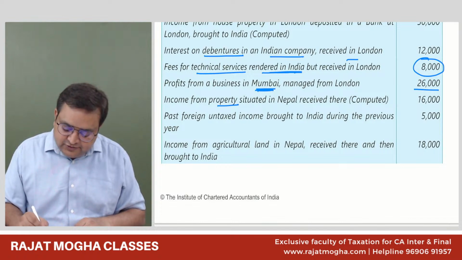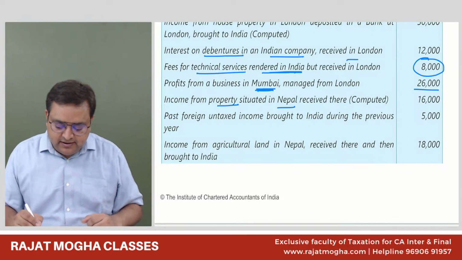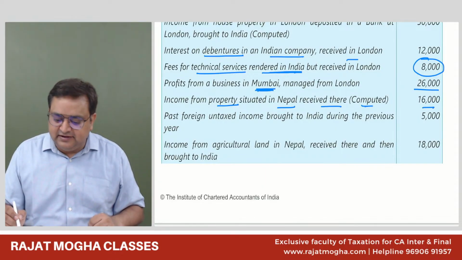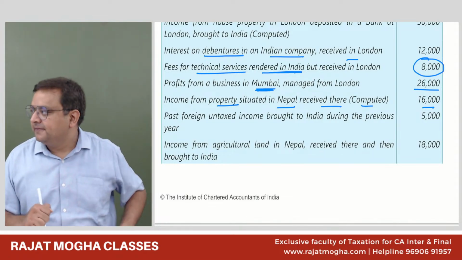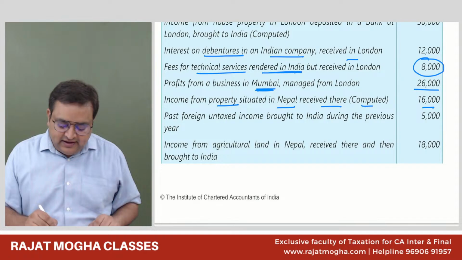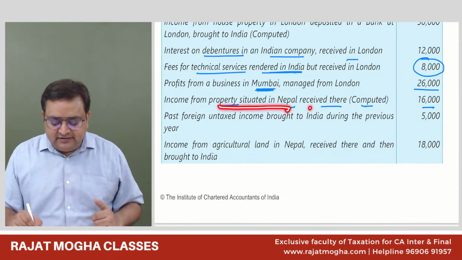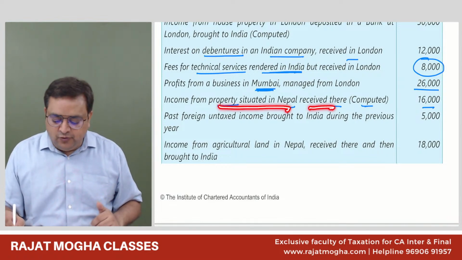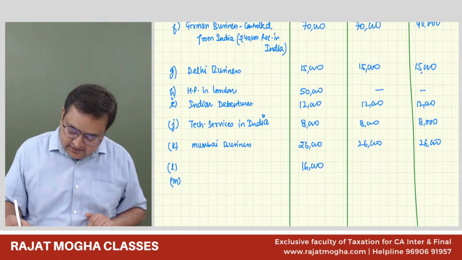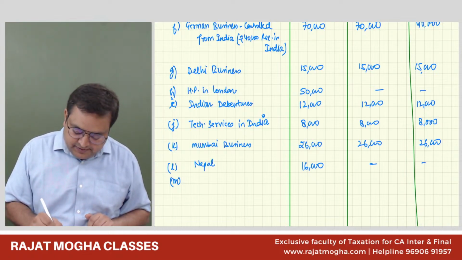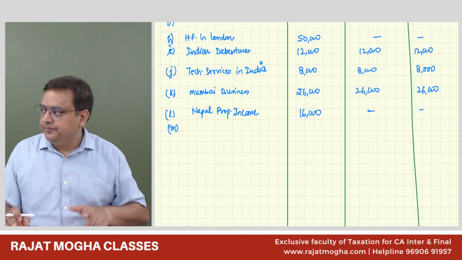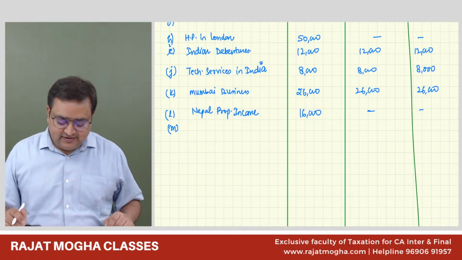Income from property situated in Nepal. We have a property situated in Nepal, received there, computed. So it's a computed house property income. We don't have to give the 30% standard deduction. It is 16,000 rupees. Please tell me, is this in? Tell me what you were saying. Only resident. Correct. This income is neither arising in India, as it's a Nepal property, nor received in India. So only resident and ordinarily resident will pay on global income, and other people will not pay. 16. This is Nepal property income. Okay, everyone is okay with this? Next.